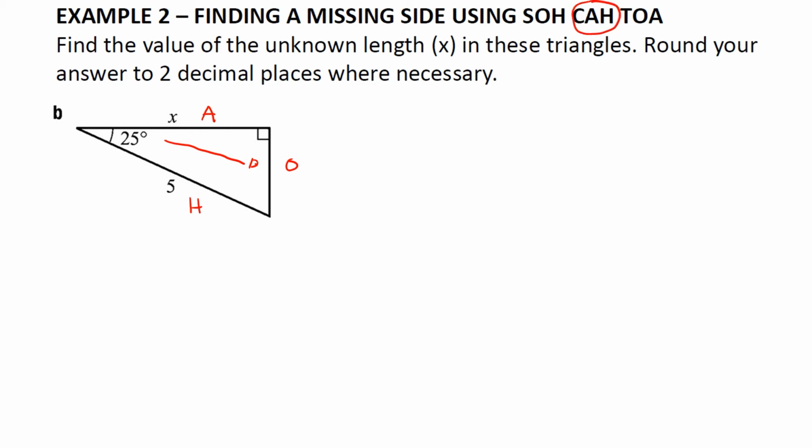So that means we're using the cos ratio. So let's write it out. Cos theta is equal to adjacent over hypotenuse. Fill it in with the info from our triangle. So cos of 25 degrees is equal to x over 5. And now let's solve it like it was a regular algebra problem.